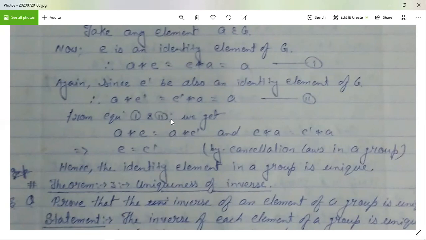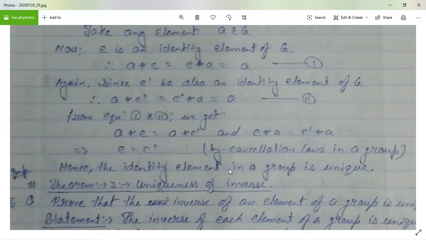From the left cancellation law, it will become E equals E dash, and again from E star A equals E dash star A, from the right cancellation law, it will become E equals E dash. Therefore, we can directly write here E equals E dash, and we can say in comment that by cancellation law in a group G. Hence, we can say that the identity element in a group is unique.